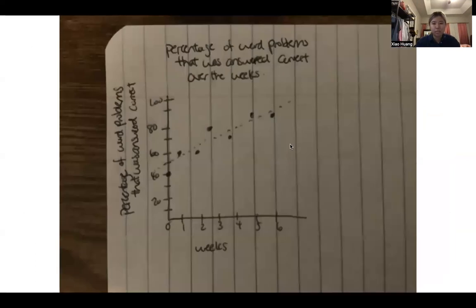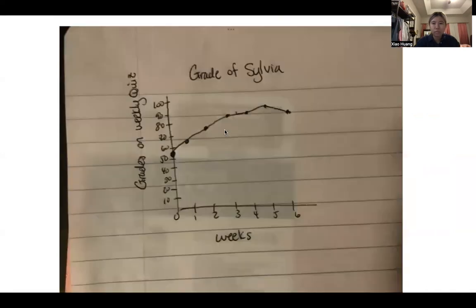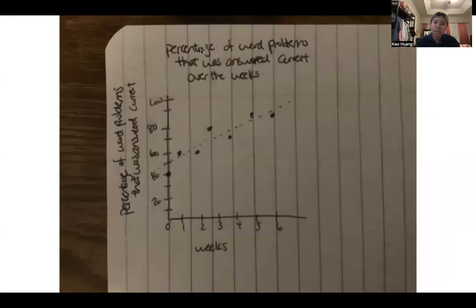Over the past 6 weeks or so, I've been trying this strategy, and here are two graphs of how the results have been going. Here is a graph of the percentage of word problems that she answered correctly. At the beginning, without any accommodation, she got maybe 40% of the word problems correct. But over the weeks, she got closer to 80 to 90% of the word questions correct, which shows that the accommodations and the technology really work well for her, and she's starting to improve on her word questions.